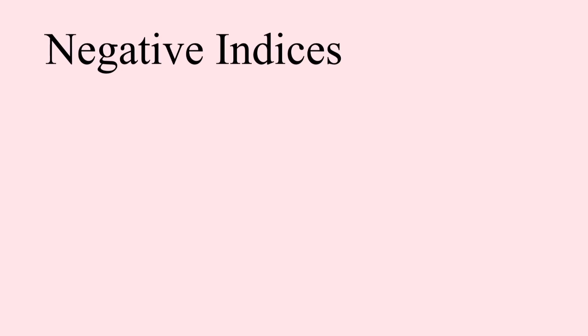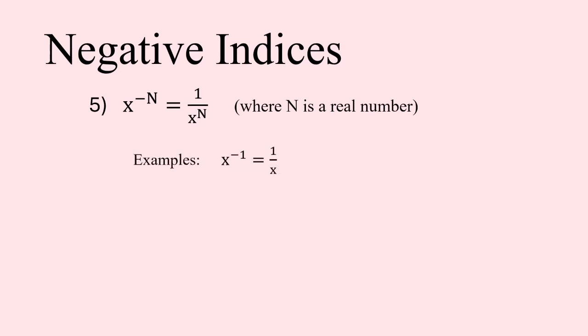When a pronumeral has a negative power, then it is flipped to the denominator of a fraction. In other words, if n is a real number, then x to the power of negative n is equal to 1 over x to the power of n. For example, x to the power of negative 1 is equal to 1 over x. y to the power of minus 4 equals 1 over y to the power of 4. z to the power of negative 9 is equal to 1 over z to the power of 9.